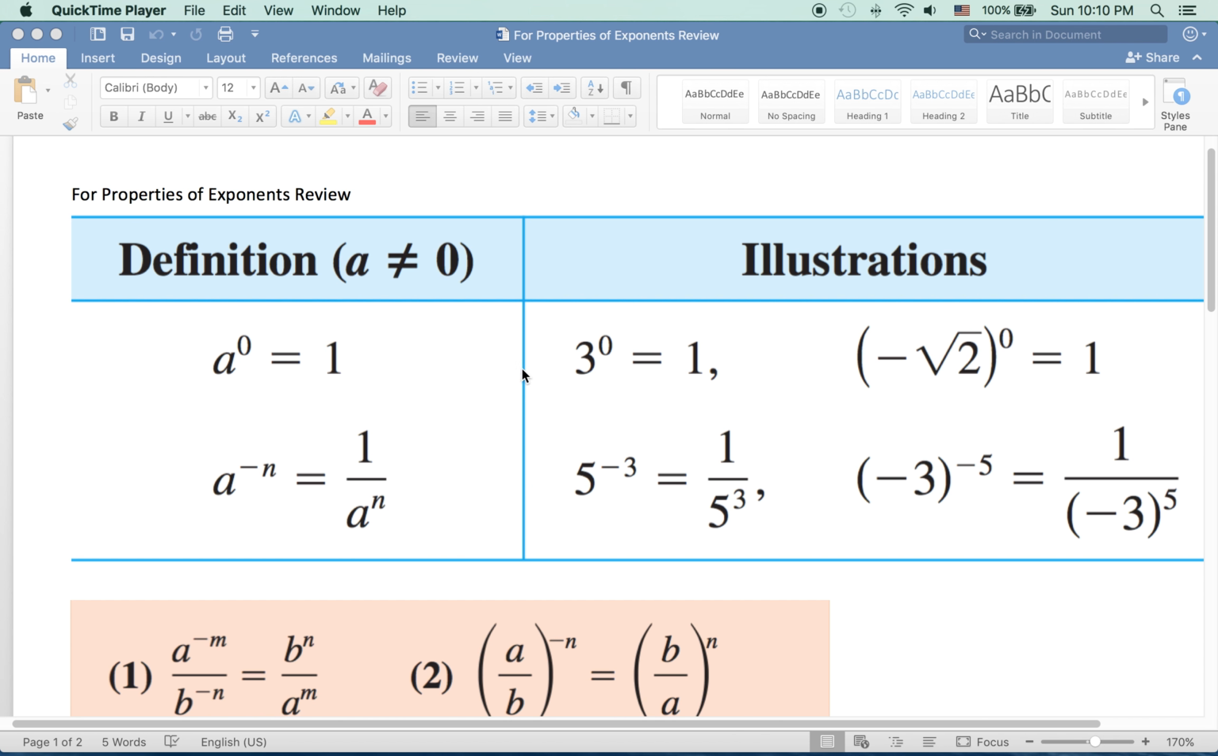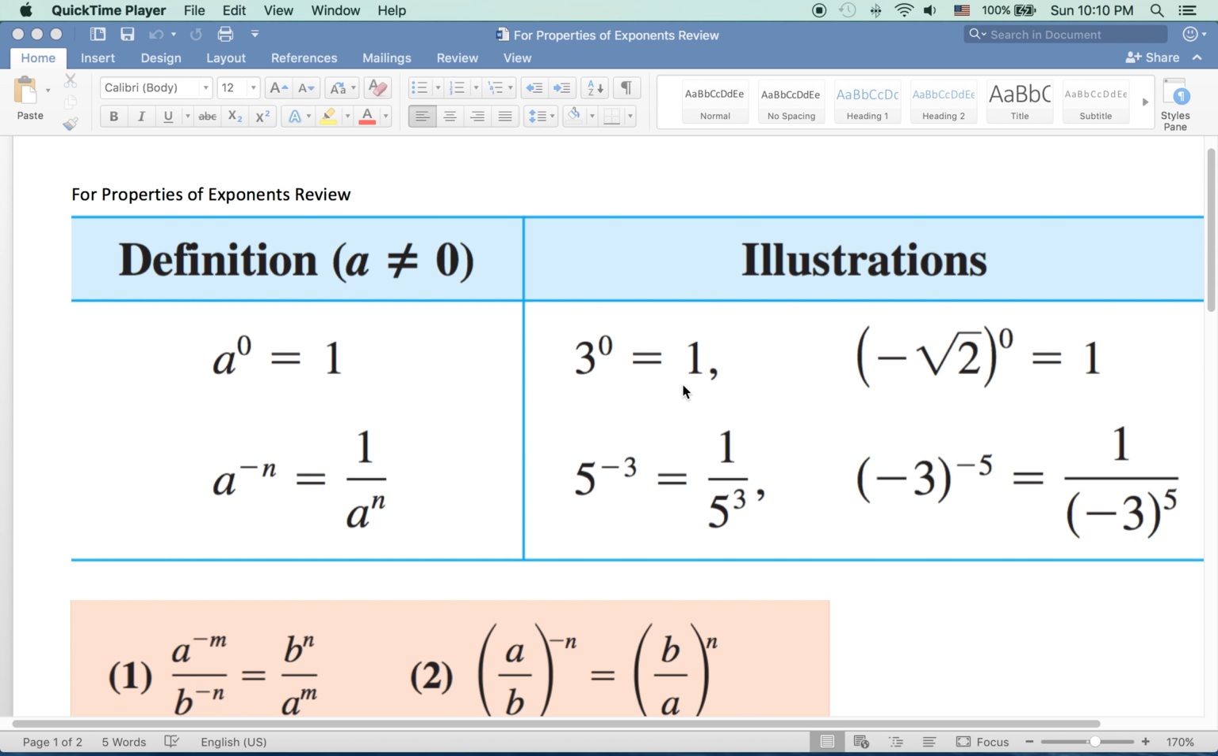So we're going to review properties of exponents. This is a lot of fun, but we have to remember some basic facts. A to the 0th power is 1. That's true for any a, except for a equals 0. 0 to the 0th power is poorly defined. But other than 0, any number that you exponentiate to the 0th power is 1.